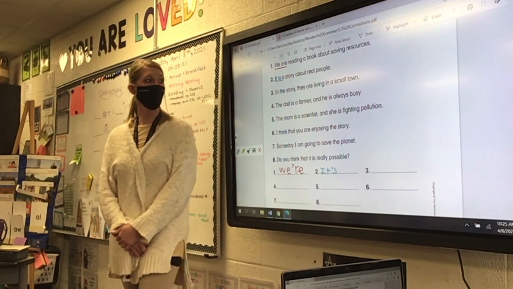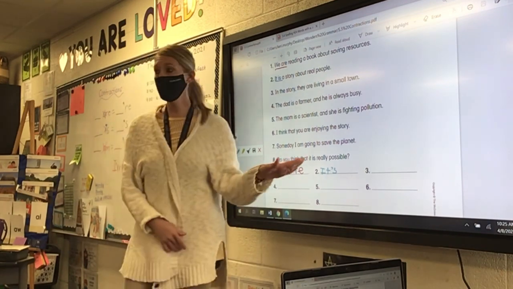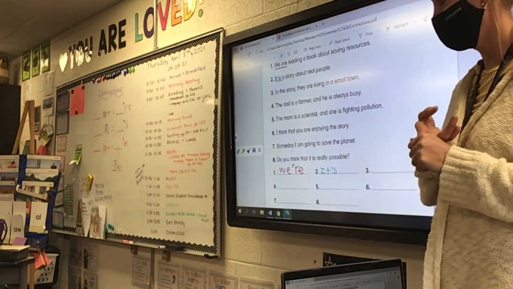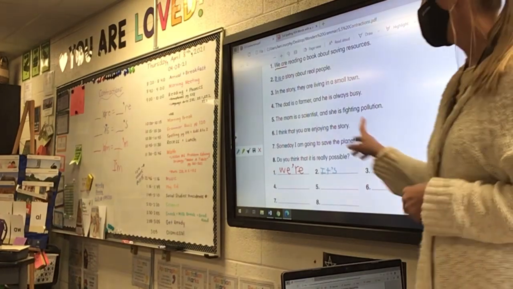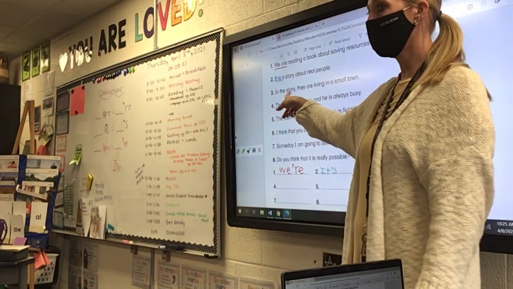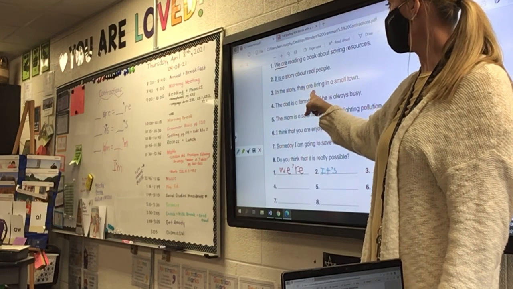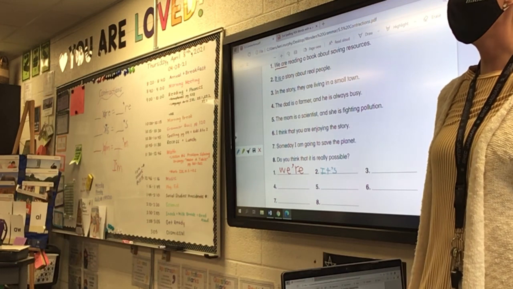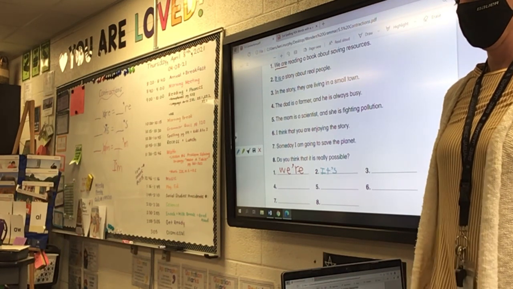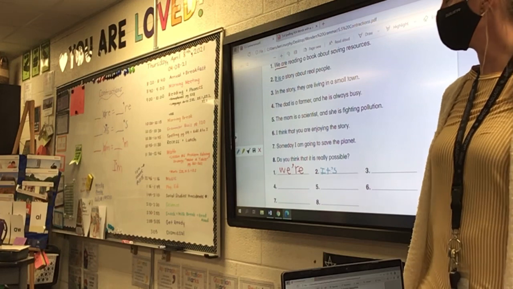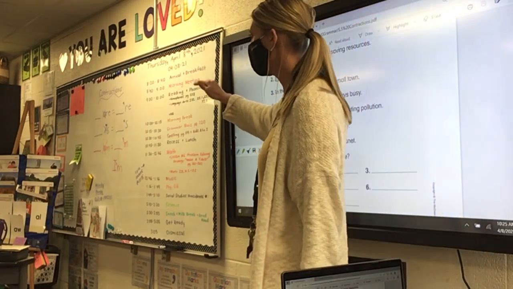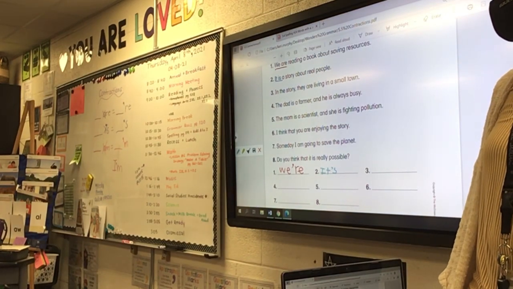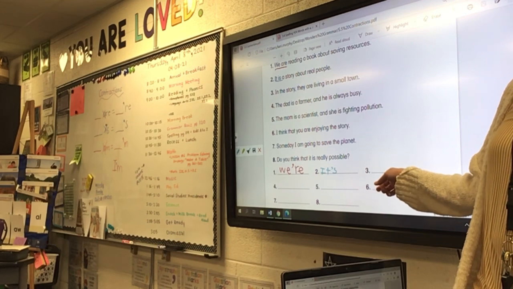Okay. Number 3. I'm going to read it. You are going to underline the 2 words, and then you're going to write the contraction. So number 3 says, in the story, they are living in a small town. Underline the 2 words you can make into a contraction. Remember, it should have are, is, or am. And then on line number 3, write the contraction.